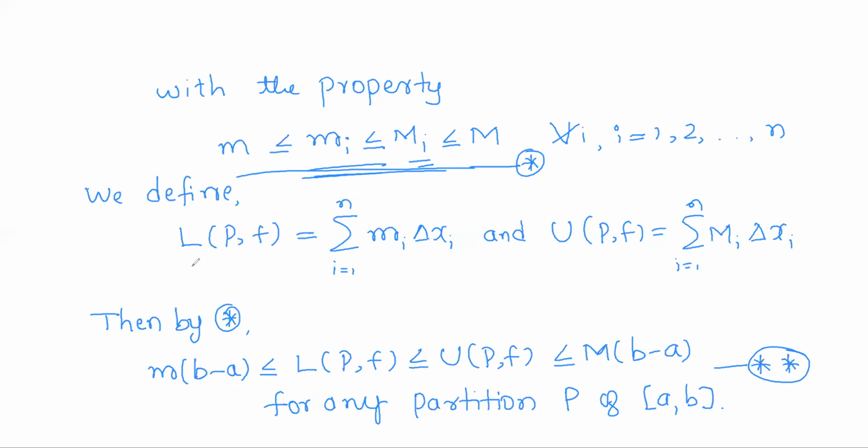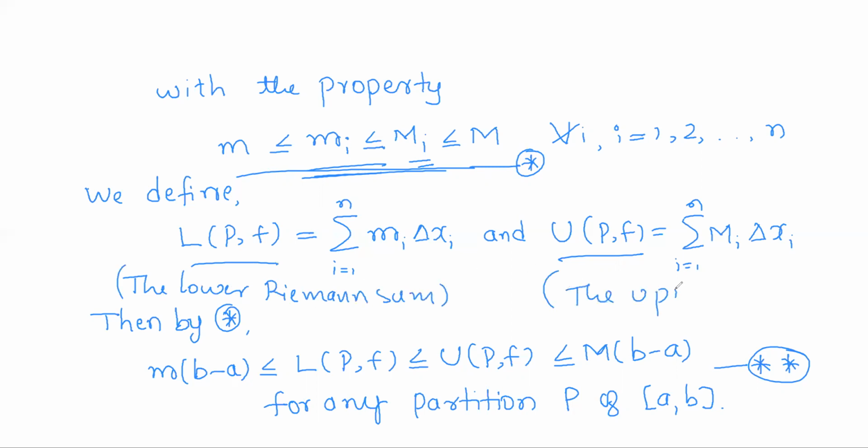So we will get this inequality using the concept of greatest lower bound and least upper bound. So next we define two terms: the lower Riemann sum and the upper Riemann sum. So this is called the lower Riemann sum, and this is nothing but the upper Riemann sum. The lower Riemann sum is defined to be the summation of m_i delta x_i, i running from 1 to n. The upper Riemann sum is defined to be the summation of capital M_i delta x_i, i running from 1 to n.